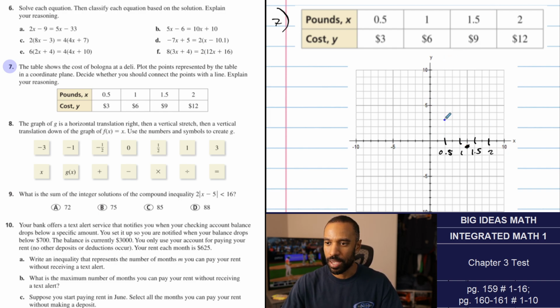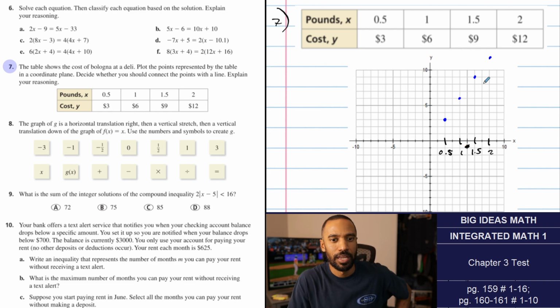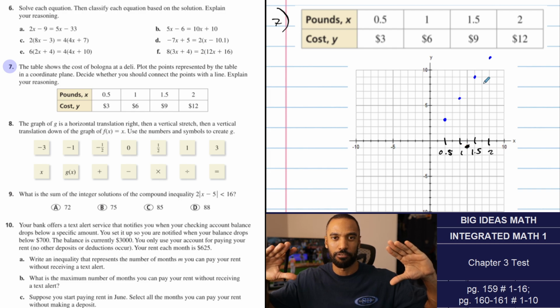At 0.5 pounds, we have $3. At 1 pound, we have $6. At 1.5 pounds, we have $9. And at 2 pounds, we have $12, like that. So are they linear? Yes. Should we connect them with a line? Depends on what they mean with the word line. Technically, when we learn the word line in geometry, it means it goes both left and right forever with arrows.